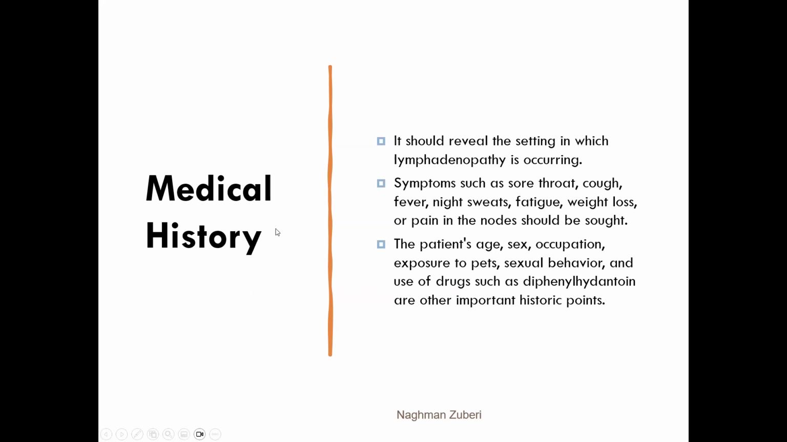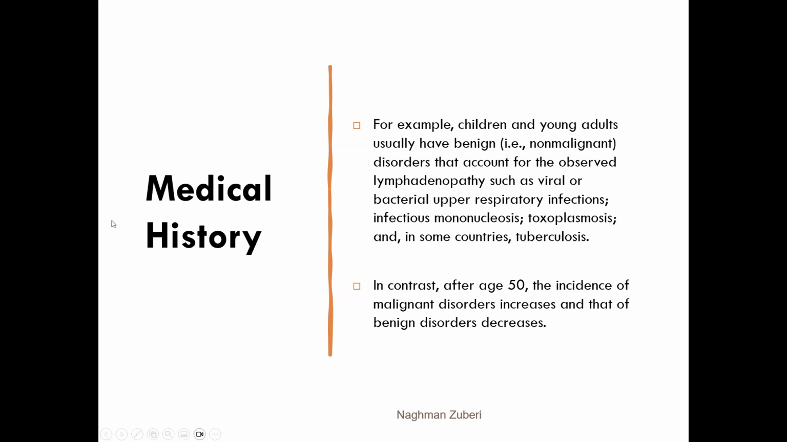Medical history, what is it going to reveal? It should reveal the setting in which lymphadenopathy is occurring. Symptoms such as sore throat, cough, fever, night sweats, fatigue, weight loss, or pain in the nodes should be sought. The patient's age, sex, occupation, exposure to pets, sexual behavior, and use of drugs such as diphenylhydantoin are other important historic points.